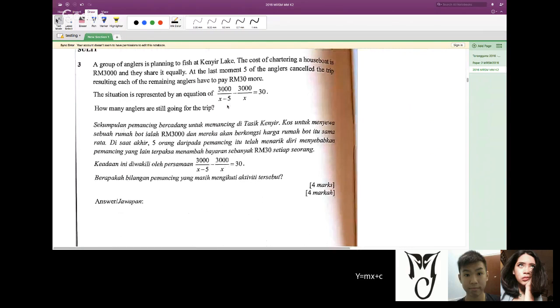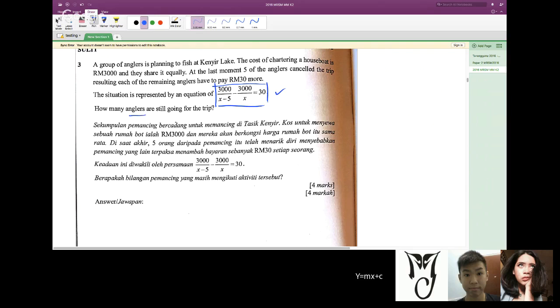Okay, a group of anglers is planning to fish at Kenyir Lake. The cost of chartering a houseboat is 3,000 ringgit Malaysia, and they share equally. At the last moment, 5 of the anglers cancel the trip, resulting in each of the remaining anglers having to pay 30 ringgit more. So the situation is represented by the equation. Basically, you don't need to worry about what the sentences are trying to say. You just need to understand this equation, because whatever the three sentences here say is represented by this one.